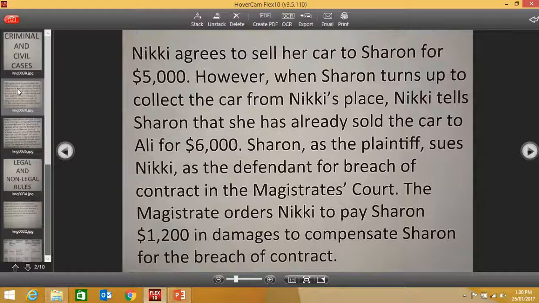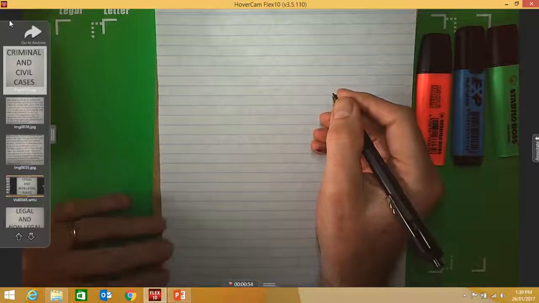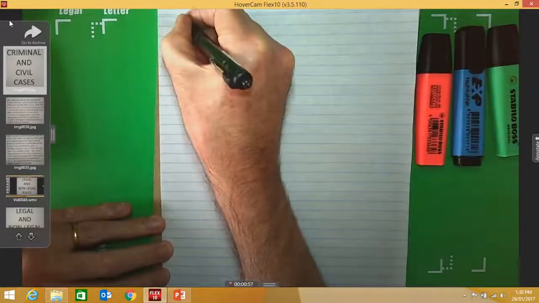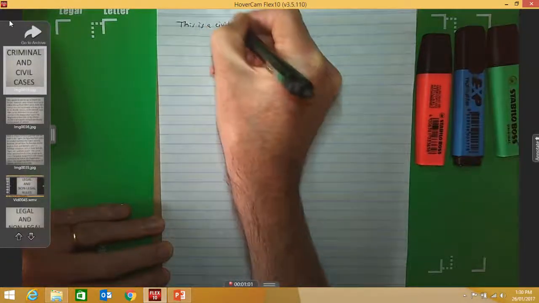Sharon, as the plaintiff, sues Nikki as the defendant for breach of contract in the magistrate's court. The magistrate orders Nikki to pay Sharon $1,200 in damages to compensate Sharon for the breach of contract. It'll be good practice for you to write the answer along with me. You probably have a pretty good idea already that this is a civil case. So we can start off our answer by saying exactly that. This is a civil case.